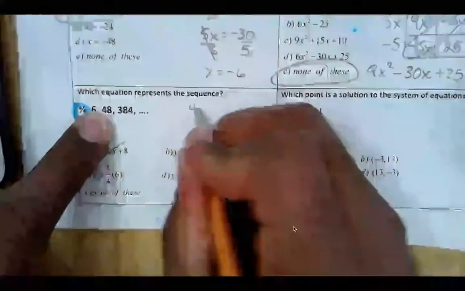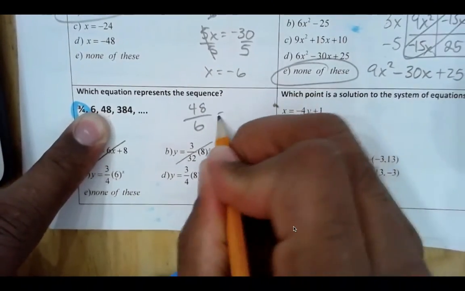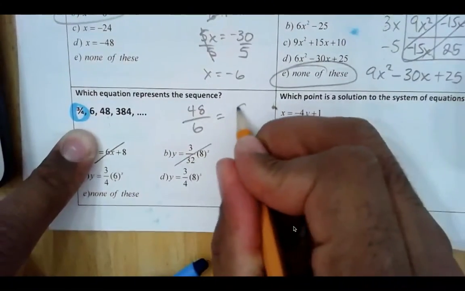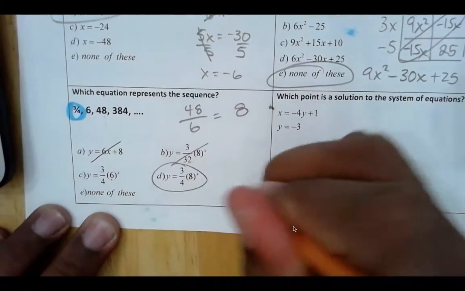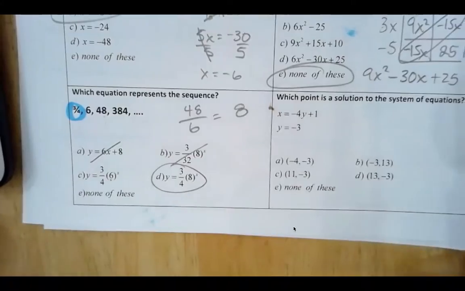So what I can do to confirm that is I'm just going to take 48 and divide it by 6. And I know 48 divided by 6 is 8. So that is our pattern. So that means it's this one here. All right, so now the last one here.